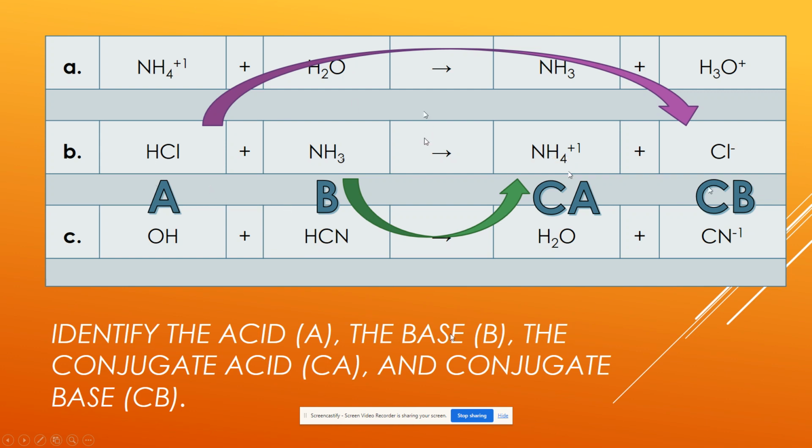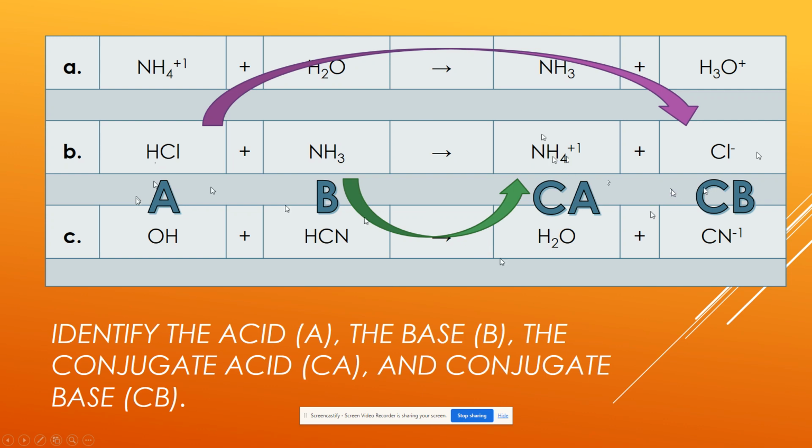Okay, so as long as you know your acid and base, it's easy to then eliminate what's conjugate in terms of the acid and base. You will only have one acid, you will only have one base. Those will always be on the reactant side. Conjugate acids, conjugate base, you'll have one of each, and those will always be on the product side.